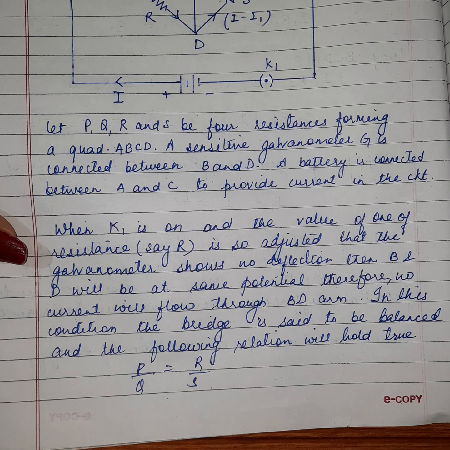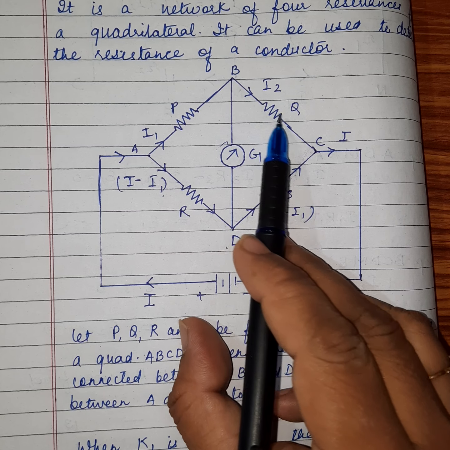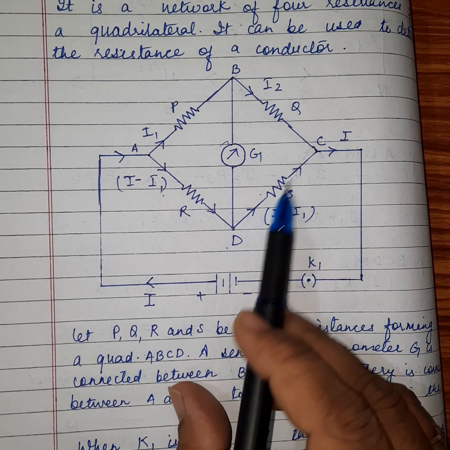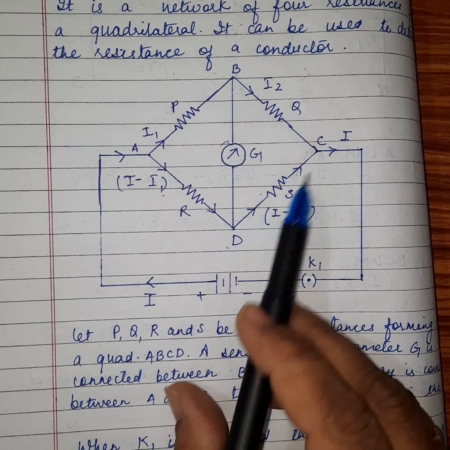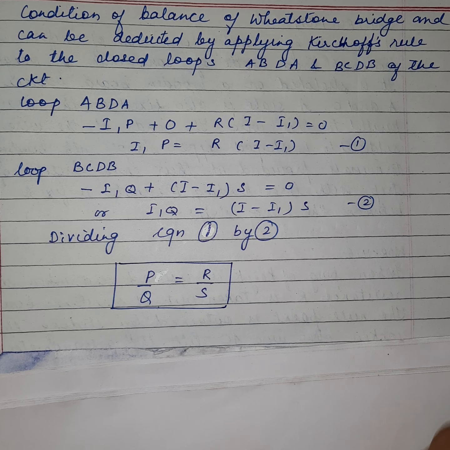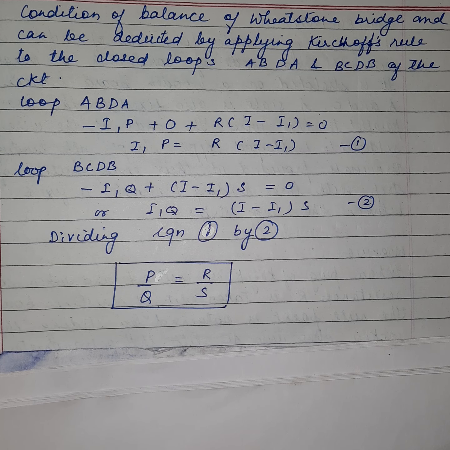Next, in the loop B, C, D, B, it is minus I2 Q, and here we are traveling opposite to the direction of current, so it will be I minus I1 into S, or we can write I2 Q will be equal to I minus I1 into S. So here you can see these equations. I1 P is equal to I minus I1 into R, and the second equation is I2 Q is equal to I minus I1 into S. From these two equations, after dividing equation 1 by 2, P upon Q is equal to R upon S. This is the condition for a balanced Wheatstone bridge.